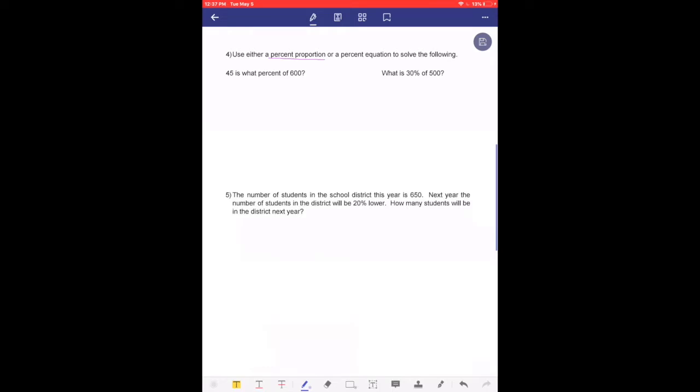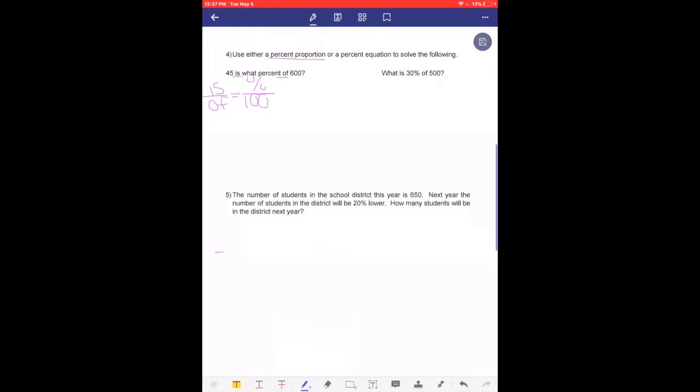So if I was to use the percent proportion for the first one, the question says 45 is what percent of 6,000? So because I see the word is and of, I'm going to use the percent proportion that has is over of equals percent over 100.